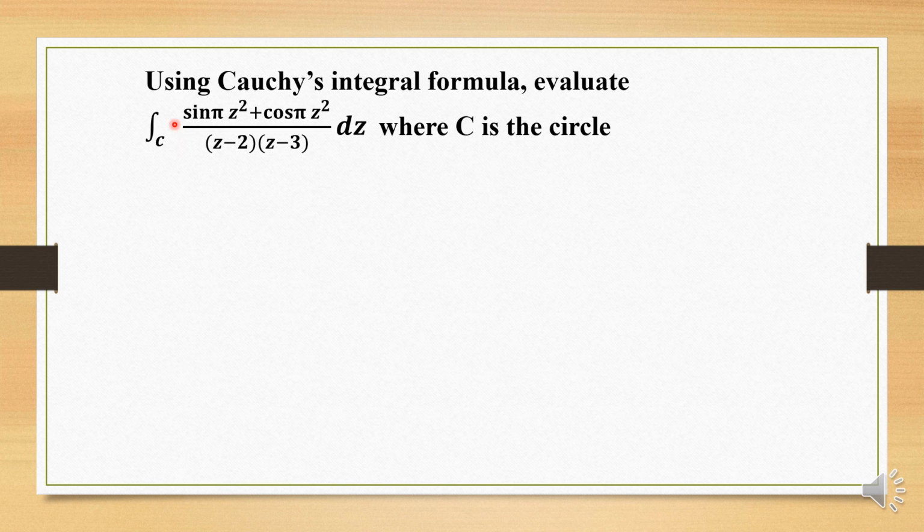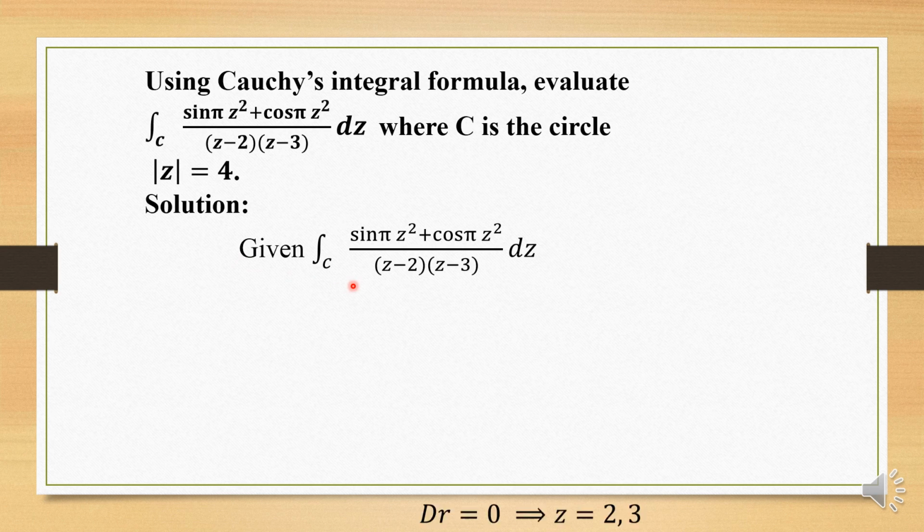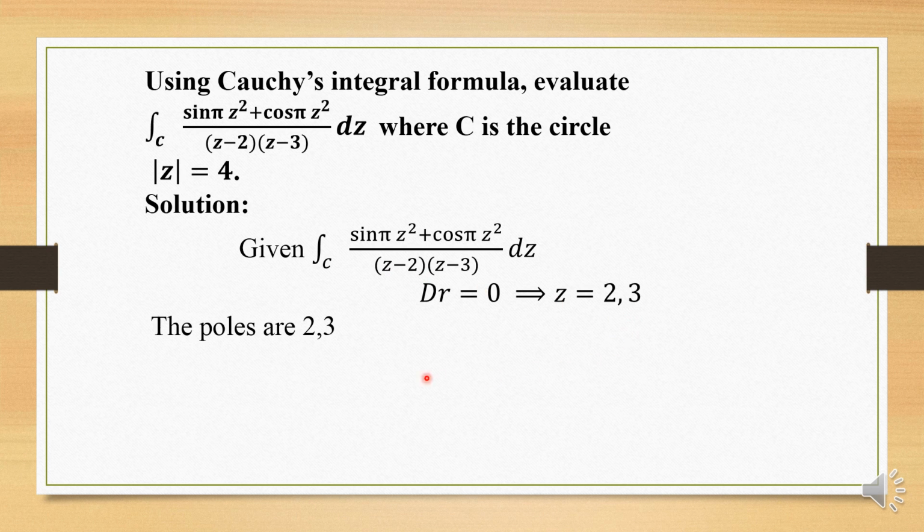Now consider another problem using Cauchy integral formula. Evaluate integral over C of (sin πz² plus cos πz²) divided by (z minus 2)(z minus 3) dz, where C is the circle mod z equal to 4. First we find the poles of the given question. For that we set the denominator to 0, so we get z value as 2 and 3. So 2 and 3 are the poles.